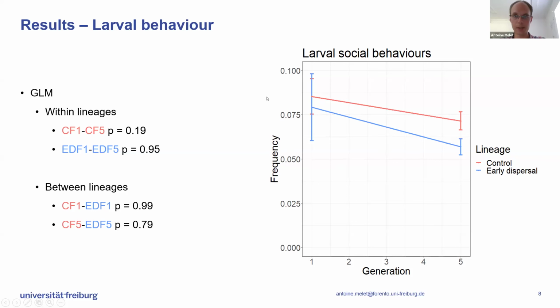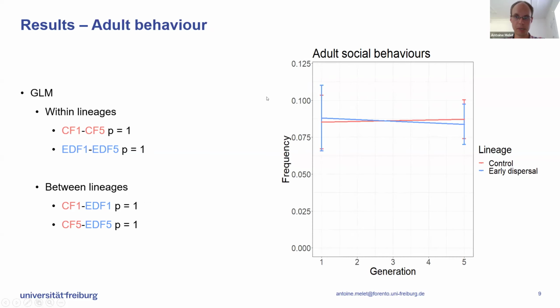But for the adults, I found no such pattern. The cooperation was always low and also very consistent and very stable. No difference between the two lineages, and no difference between the first and the fifth generation.